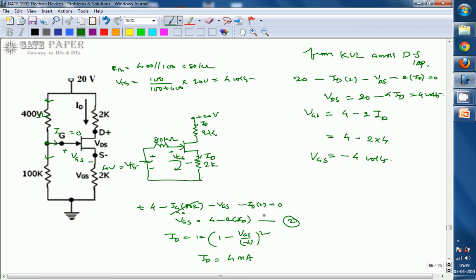The pinch-off voltage is minus 4 volts. With the help of these we can say that VGS is a negative voltage we are applying, and the VDS value is very large, greater than the pinch-off condition requires. So the transistor is definitely in saturation, we can say in that way. Thank you.